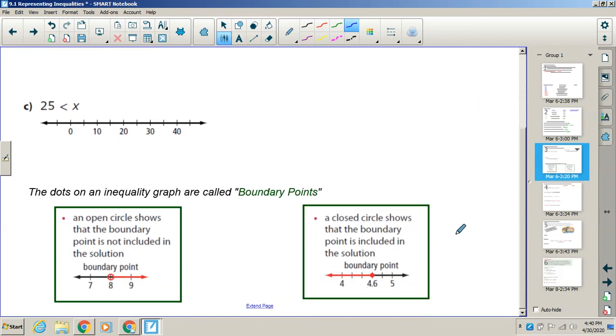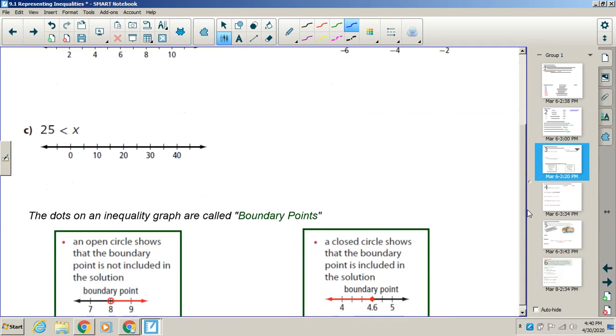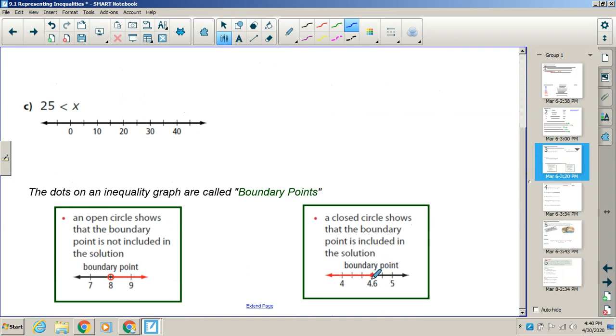Now, one thing that you need to know is with regards to these boundary points, you're going to put a dot on the boundary point on that number line. The dot is either going to be open or it is going to be shaded in, closed. Anytime we graph something where it's greater than or equal to or less than or equal to, our boundary point will always be shaded. This closed circle shows that the boundary point is included in the solution.